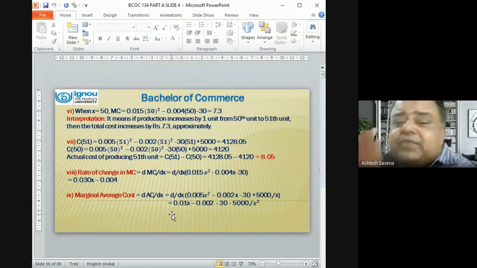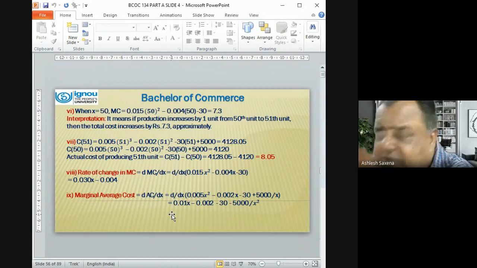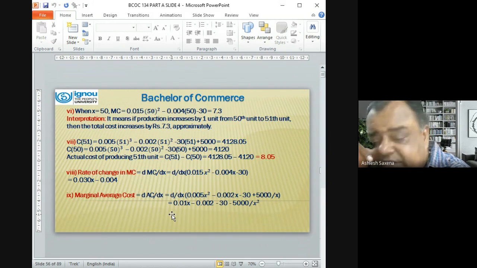So this will come out to be 8.05 rupees. Then, what is the rate of change in marginal cost? If you are being asked to calculate the rate of change of marginal cost, then differentiate marginal cost by dx. You will get 0.03x minus 0.004. Then what is the marginal average cost? Marginal average cost means differentiating average cost with respect to x. On differentiating, you will get 0.05x minus 0.002 minus 30 minus 5000 divided by x.